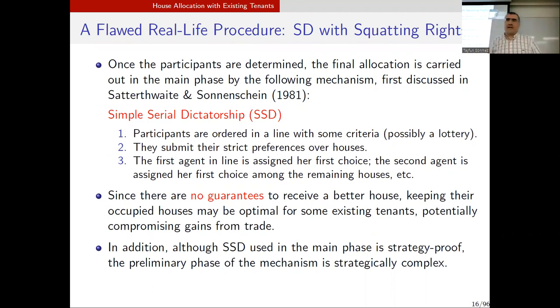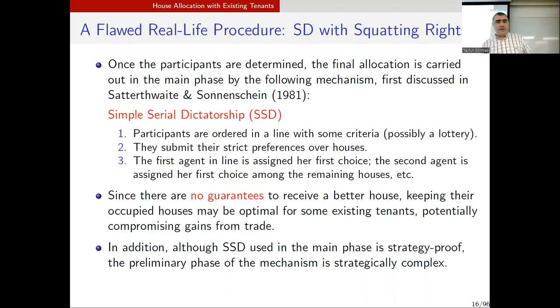So, yes. How was the ordering implemented in Rochester? So it was random. In Rochester, it was random. Okay. Indeed, the paper talks about random serial dictatorship and squatting rights because of that, rather than serial dictatorship and squatting rights.